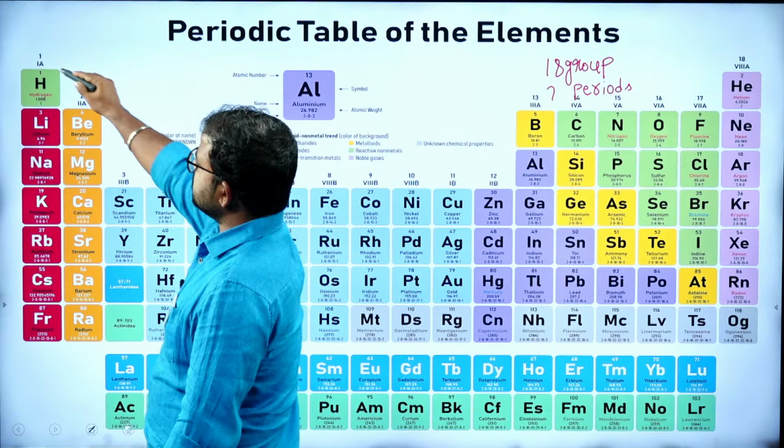So here the general electronic configuration is ns2 np5. So totally how many electrons do we have in the valence shell? 7 electrons only. That's why the correct answer is option A, 7. Okay, so next one.